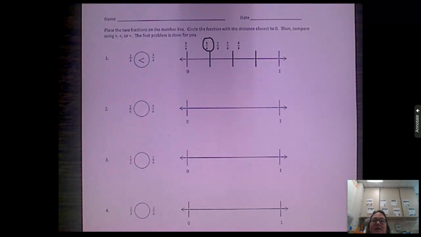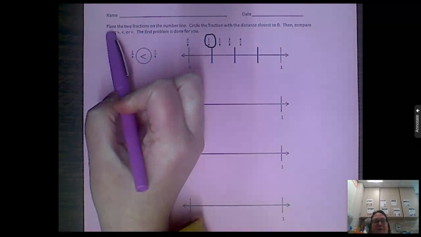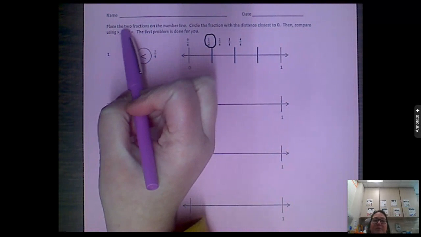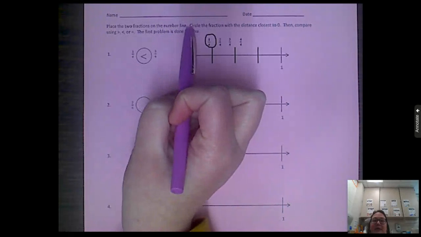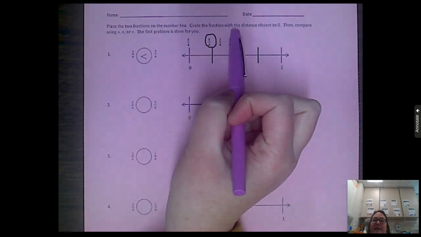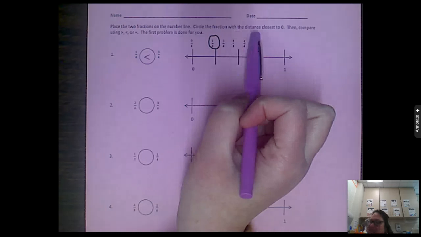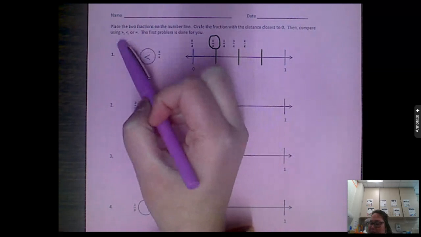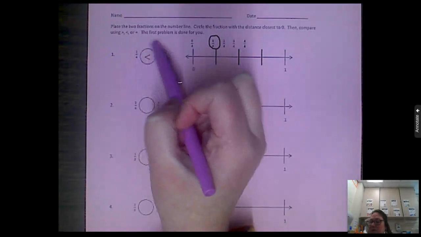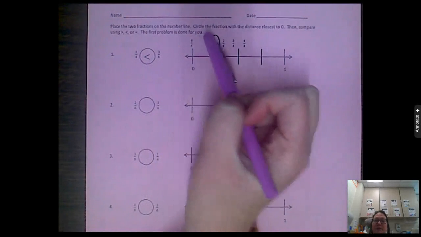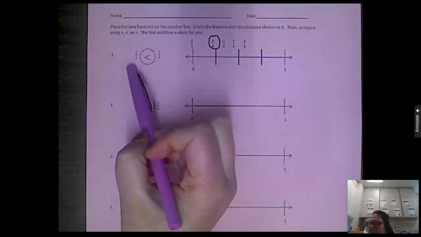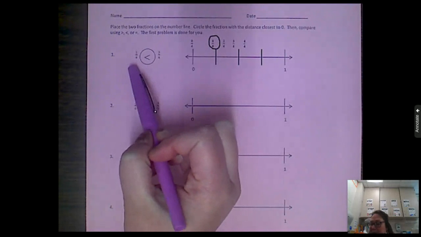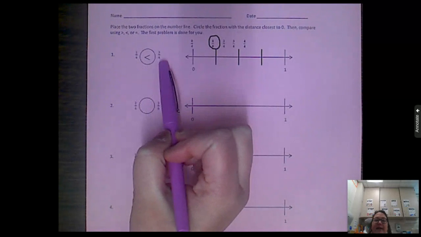Alrighty, our directions. Put your finger or your pencil on the directions and follow along with me. It says to place the two fractions on the number line. Circle the fraction with the distance closest to zero, then compare using greater than, less than, or equal to. The first problem is done for you. If we look at number 1, we're going to be comparing 1/4 and 3/4.